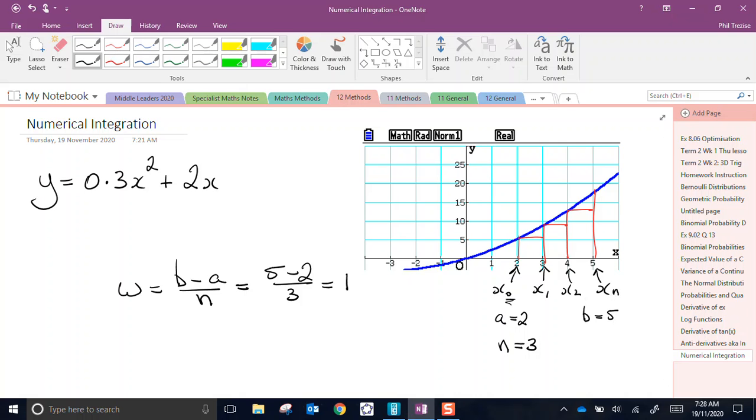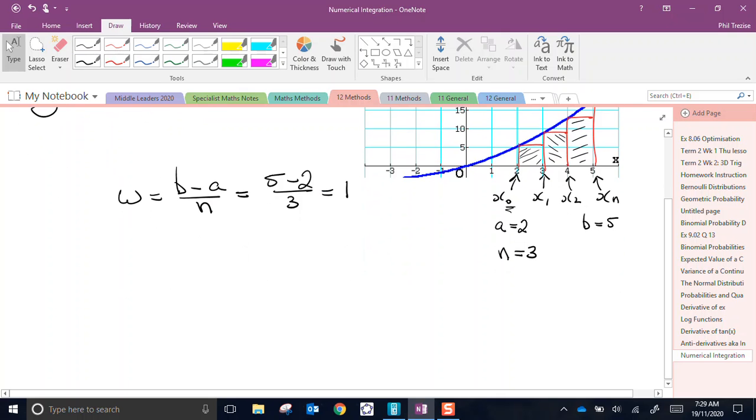Now I would calculate the value of the function at x0 to get the height of this first rectangle. I would calculate the value of the function substituting x1 to get the height of this rectangle. We call these left-hand rectangles because we're using the left-hand limit, or lower left-hand side. And again, I'd use x2 to calculate the height of the third rectangle.